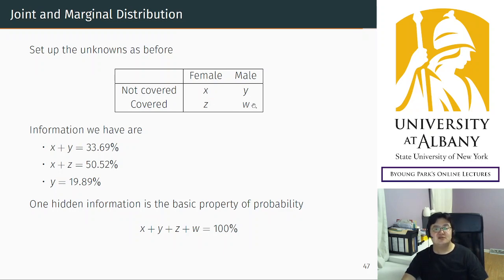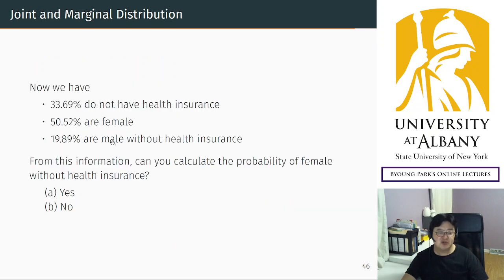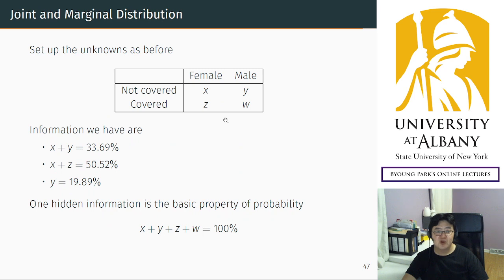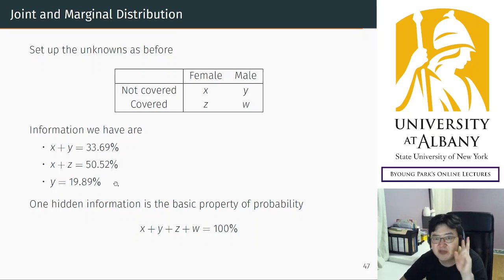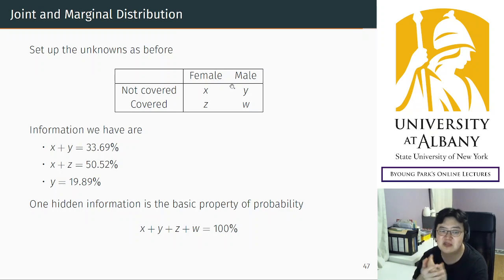So the unknowns are set up in the same way, x, y, z, w, and the three pieces of information we have can be written in this way. The third information is the probability of male without health insurance, which is y. We know y is 19.89%. So you may think we have three pieces of information but four unknowns. Then it cannot be solved.